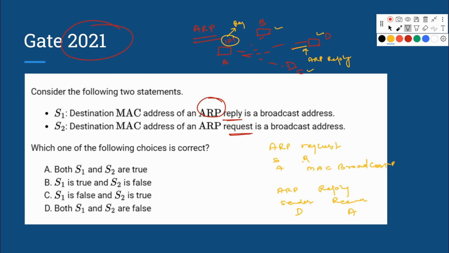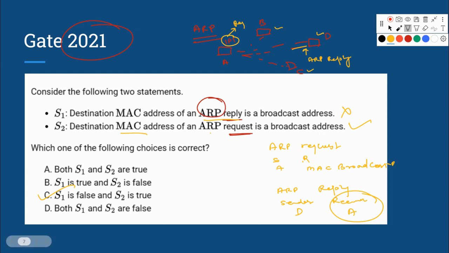Now you can see the statements. First, the destination MAC address of an ARP reply, the receiver here, is the broadcast? No, it is A, who has actually requested. Second, the destination MAC address of an ARP request is a broadcast address. This is correct. So S2 is true, S1 is false. So the correct answer is D.